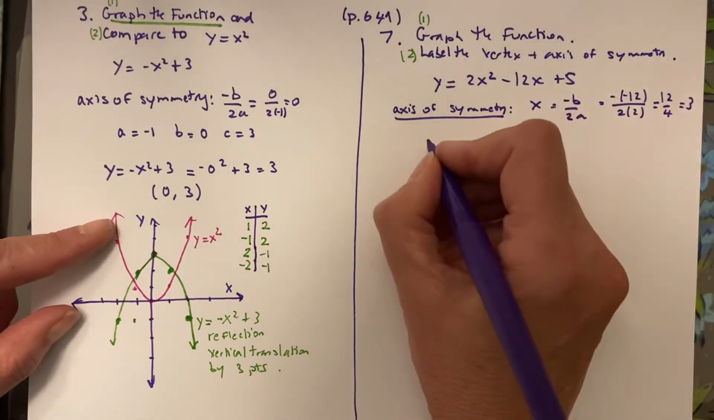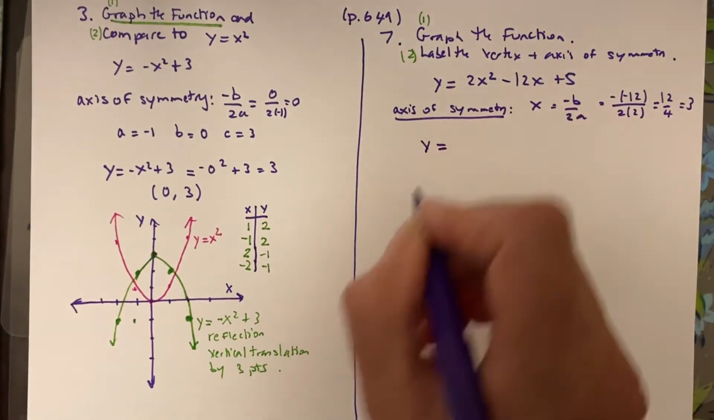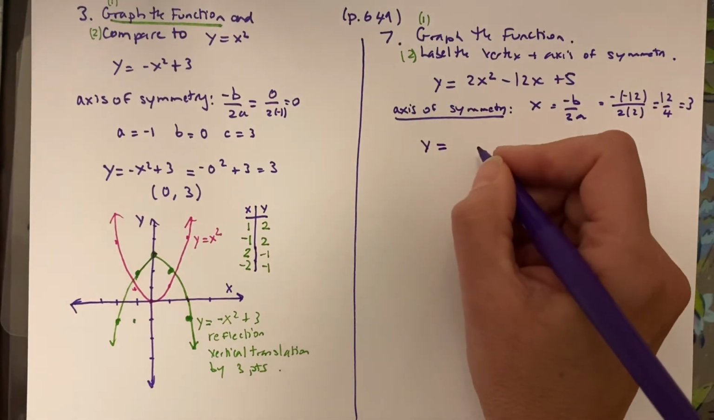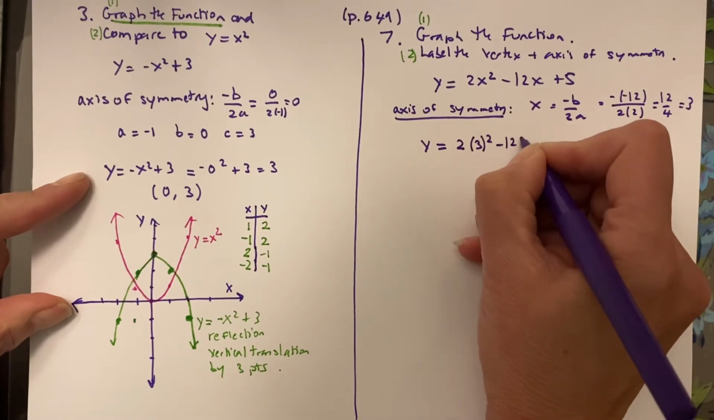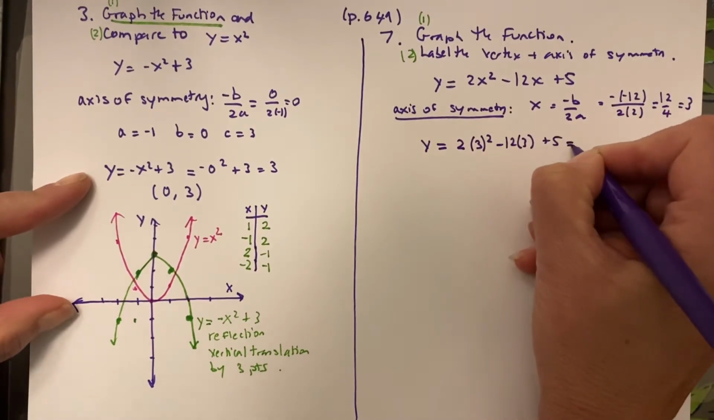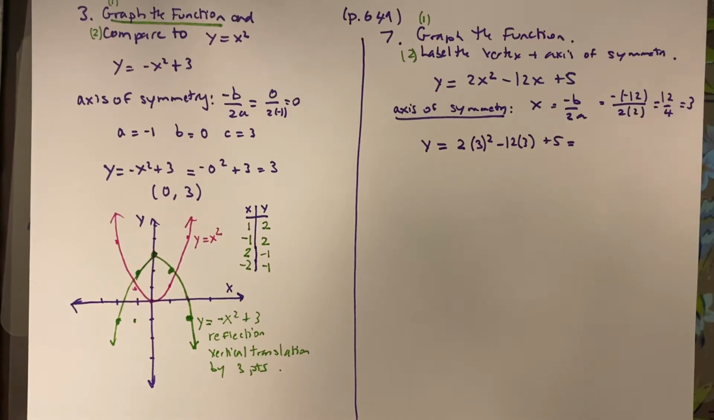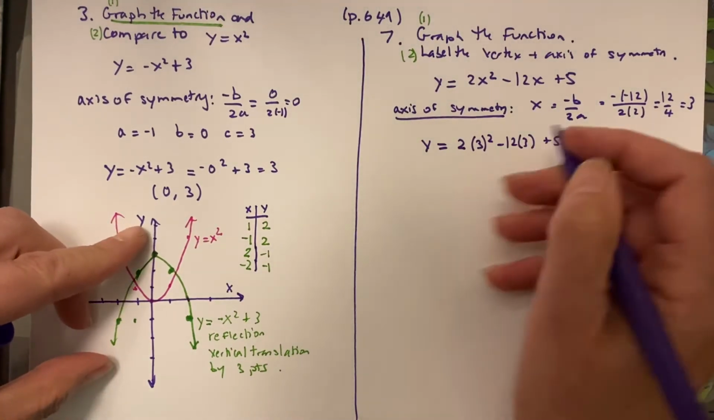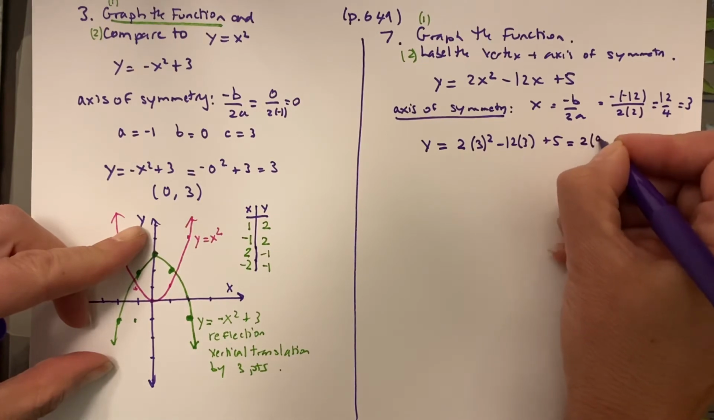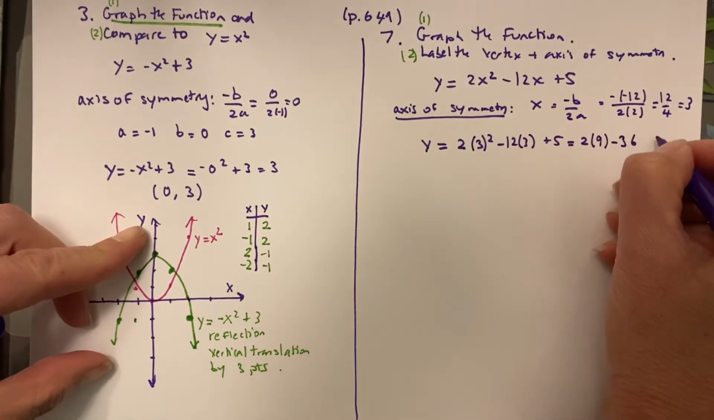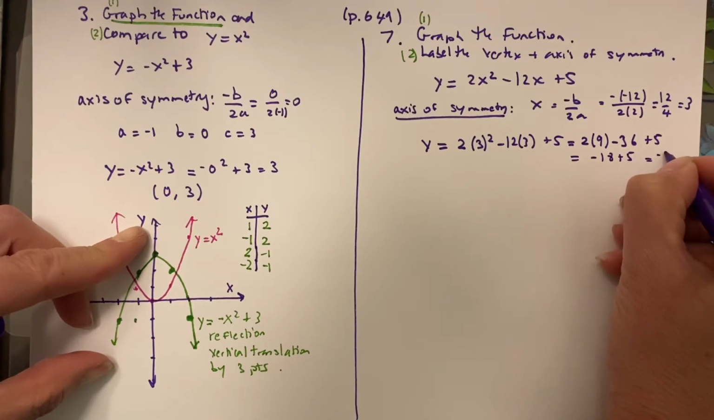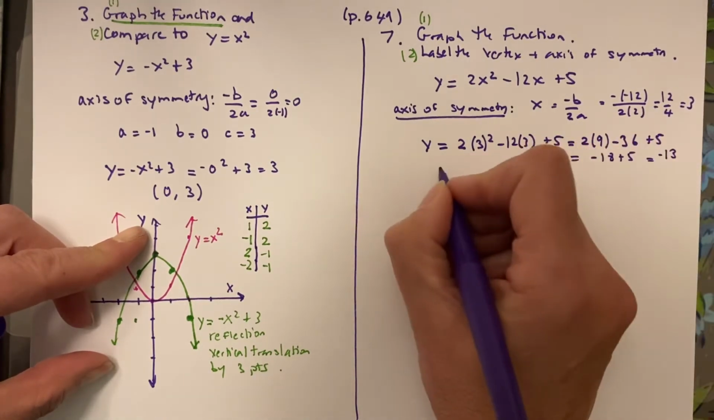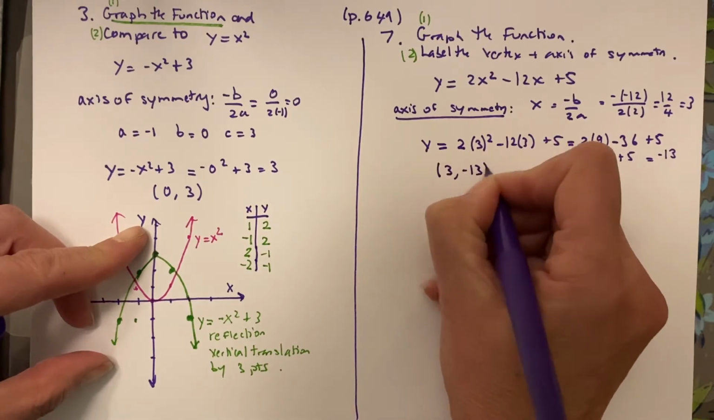Then I'm going to use this number and substitute it back into the equation. y equals 2 times 3 squared minus 12 times 3 plus 5 to find out what is the other part of the vertex. I have the x value. I need to find the y value. So I end up with 2 times 9 minus 36 plus 5. 18 minus 36 is negative 18 plus 5 equals negative 13. So my vertex is going to be 3, negative 13.